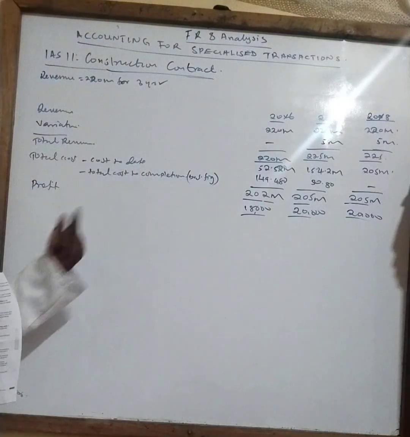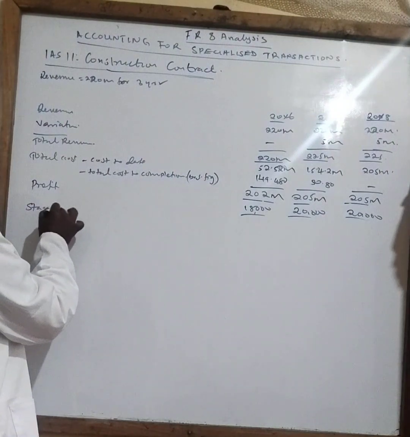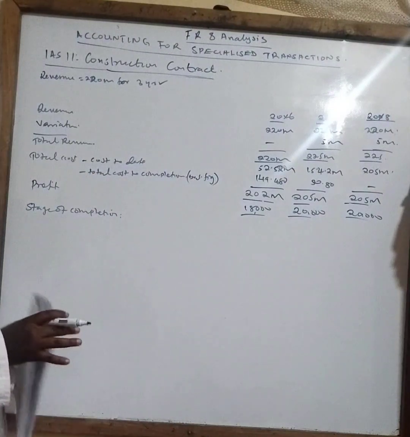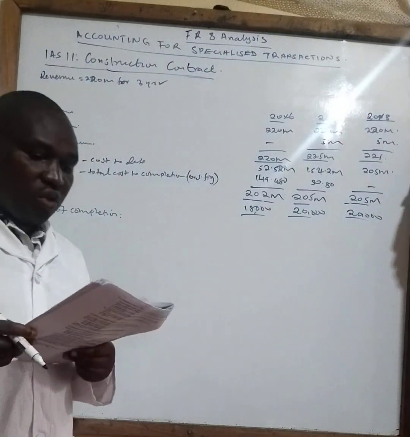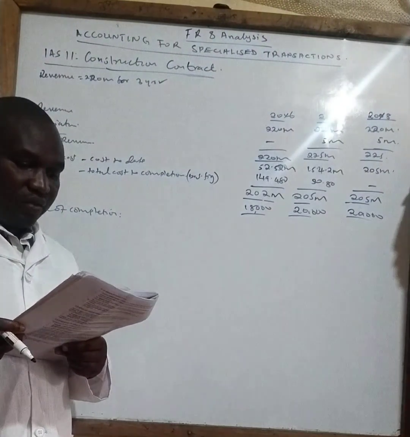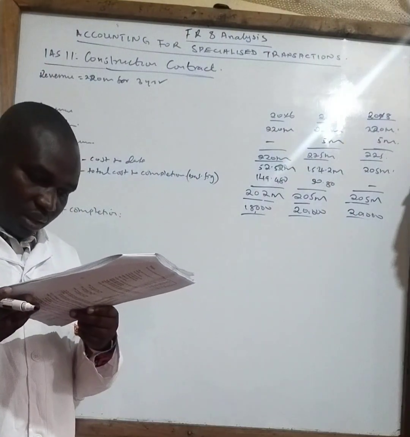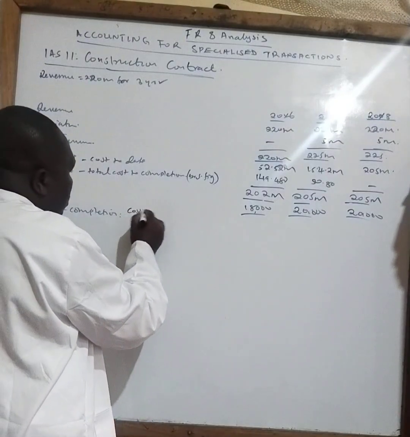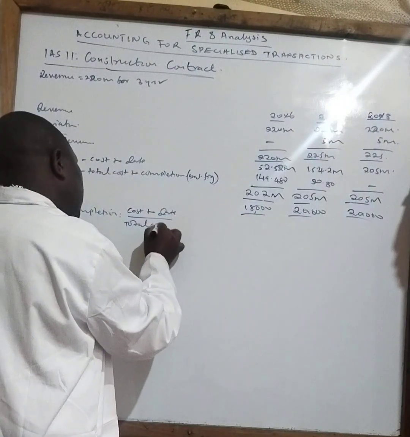Now, out of this, convert into percentage. Stage of completion. So which method are we going to use to determine the stage of completion? We have been given it in the question. The stage of completion has been calculated using the formula cost to date divided by estimated costs. That's what we have been told from the question. In this case, you take cost to date divided by total cost.